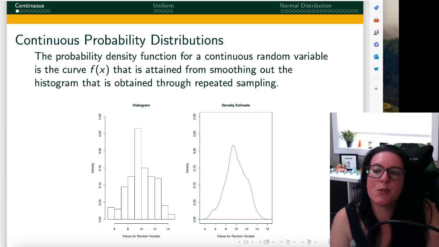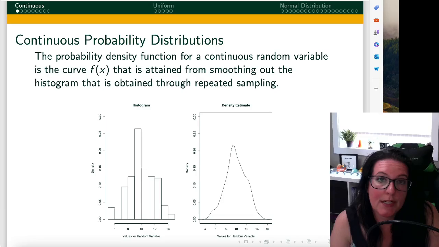In our previous videos, we were looking at discrete probability distributions, like the binomial distribution. We talked about negative binomial, hypergeometric, and Poisson. In these videos coming up, we're going to look at continuous probability distributions, uniform and the normal distribution.